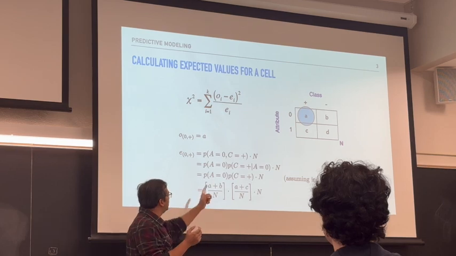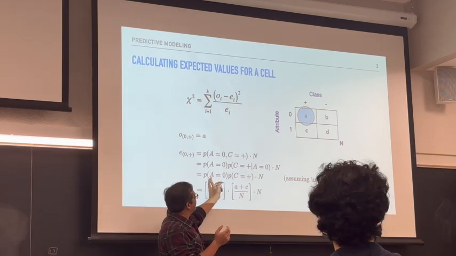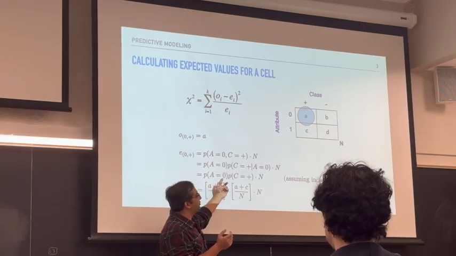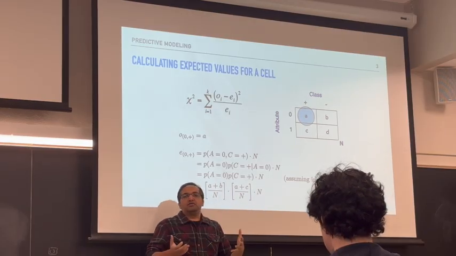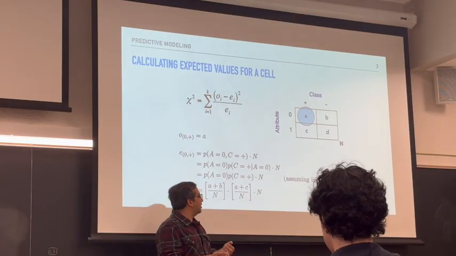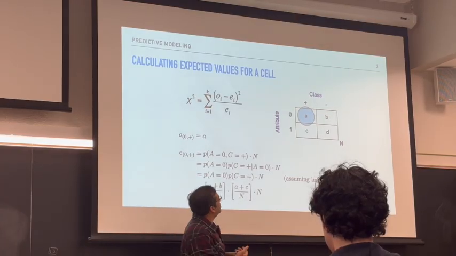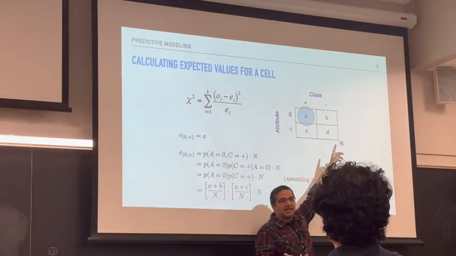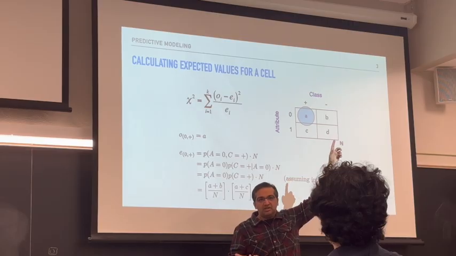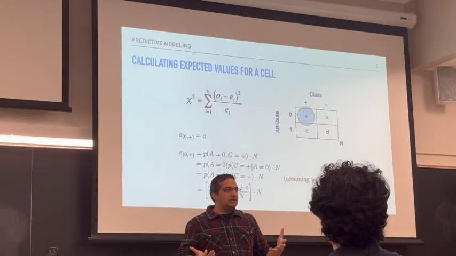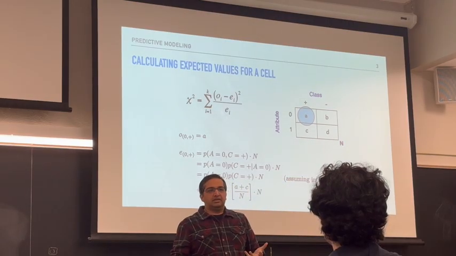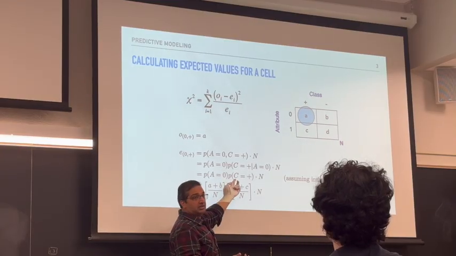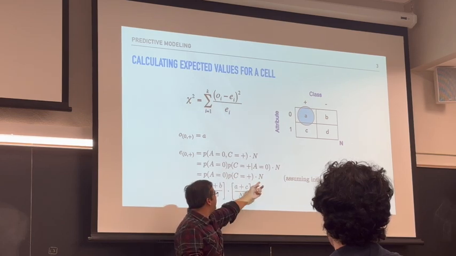Okay, can someone tell me, if you want to see with what probability A is equal to 0 occurs in the data, what will you do? You will look at the marginal of probability A is equal to 0. How many times does that occur in the data? A plus B times. So what is the probability? A plus B divided by n. So that's what you do here. Same thing for this, and this follows.